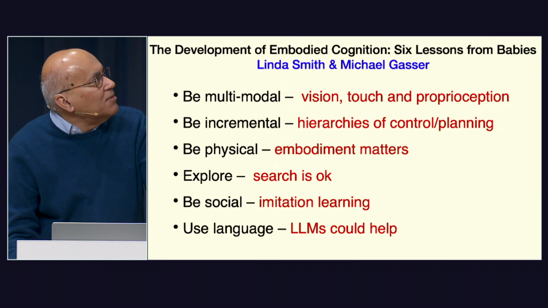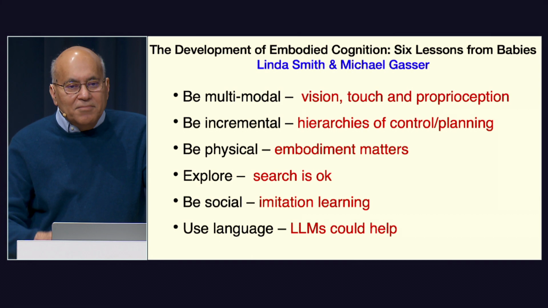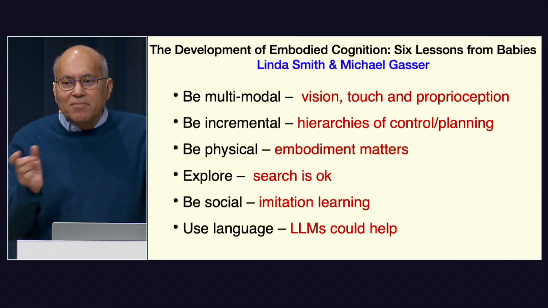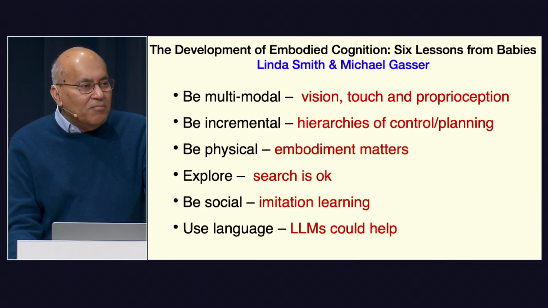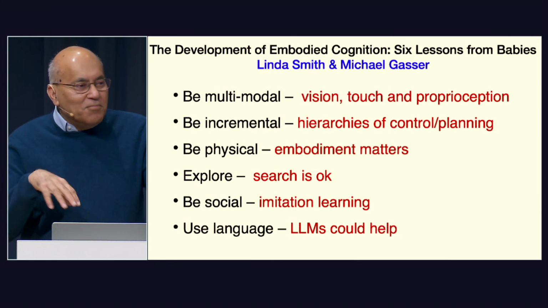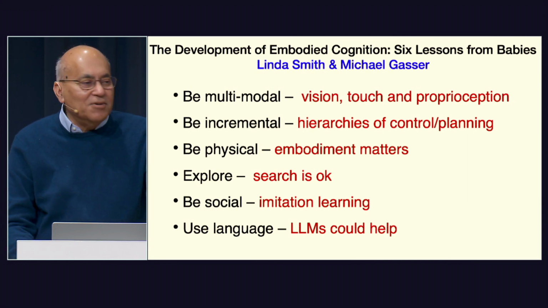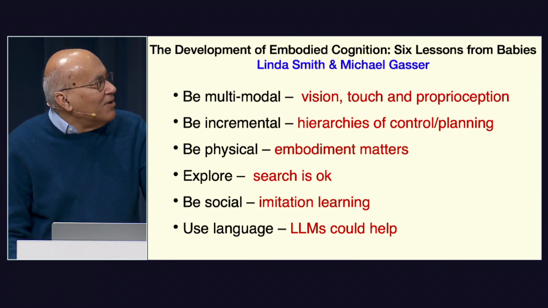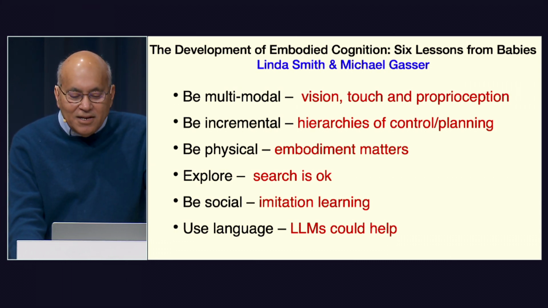Multimodal means vision, touch, and proprioception. All of these should be used. Incremental means don't think of everything being end-to-end. I think this is a silly idea. There are hierarchies of control and planning. Be physical, which means that embodiment matters. Explore, which I'm converting to computer science lingo, is search. Be social, we learn from others, well, that's imitation learning. And then use language, which is what everybody's saying. LLMs might help. Fine.